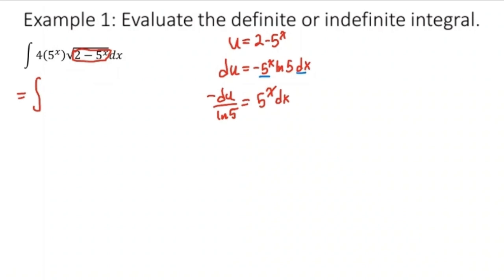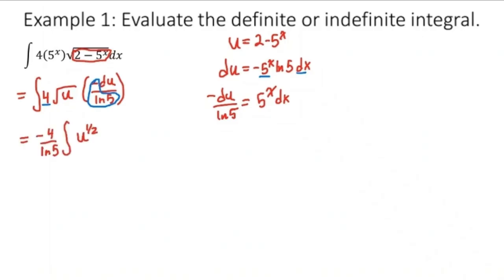The 4 in the integrand stays as is since there's nothing to substitute it away. The square root of 2 minus 5 to the x becomes the square root of u, and the 5 to the x times dx, that becomes negative du over the natural log of 5. The 4 and the -1 over natural log of 5 are all constants, so we can kick them out of the integral. The square root of u we'll rewrite as u to the 1/2.